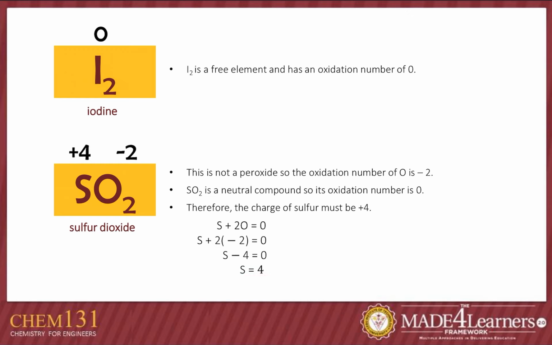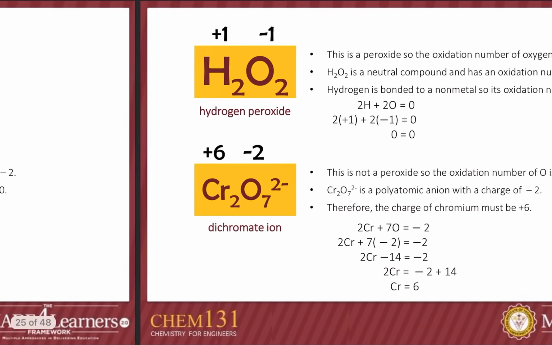So, inig-check nimo ana, this is positive 4, but this is negative 2, but you still have to multiply this by 2. So, negative 2 times 2, it's negative 4. So, positive 4 minus 4, it's equal to 0. So, sakto. So, you always have to check your answer.